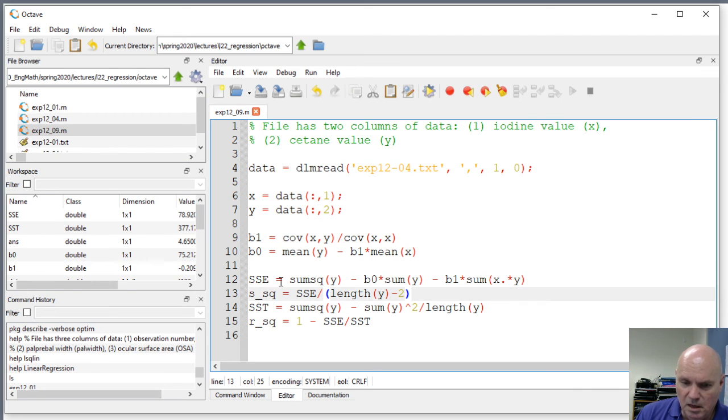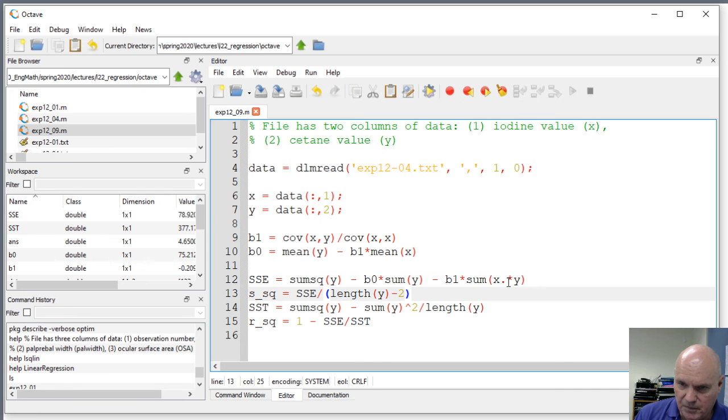And then to compute the SSE term, I can use the sum of squares function to get the sum of the squares of Y minus B0 times the sum of Y minus B1 times the sum of X dot asterisk Y. So the dot asterisk here in Octave or MATLAB means do an element by element multiplication. So these two vectors are of the same length. So this X dot asterisk Y will result in a vector whose elements are the products of the individual terms.